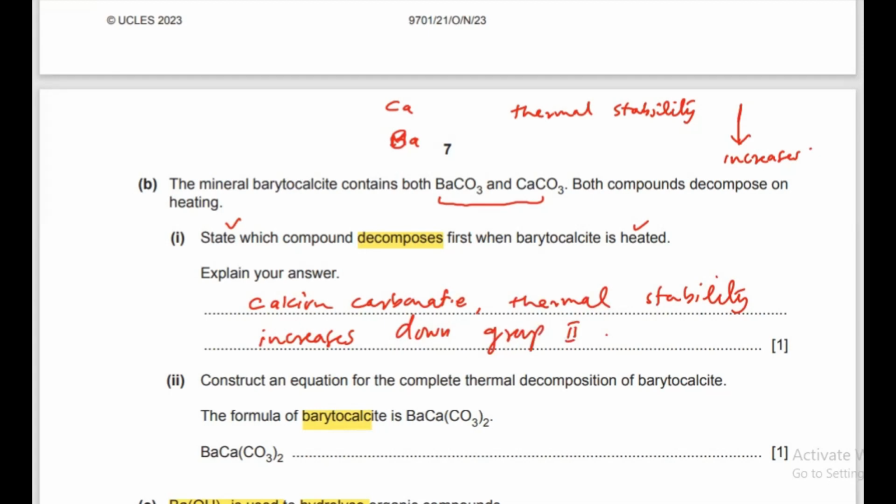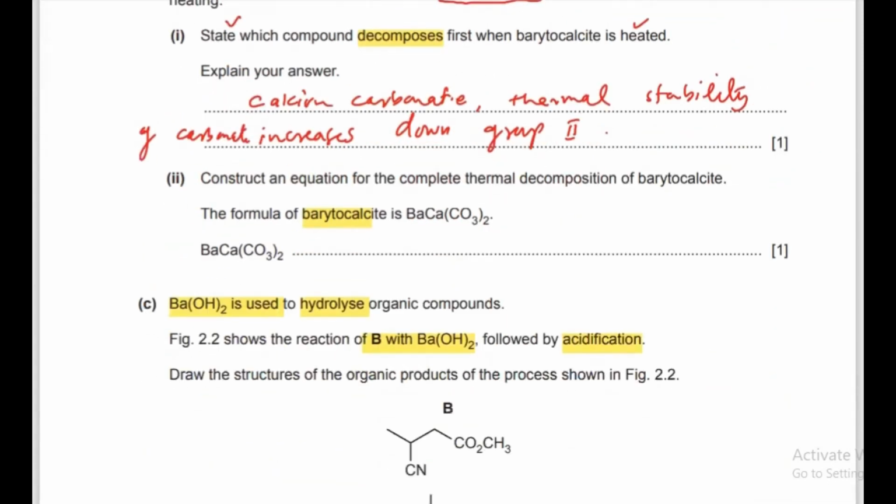Okay, we can also say thermal stability of carbonates. You can specify this because we're talking about the carbonate at the moment. Now construct an equation for the complete thermal decomposition of this compound. Think about it: if we have calcium carbonate, it decomposes to give calcium oxide plus carbon dioxide. So the barium carbonate decomposes in the same way, barium oxide plus carbon dioxide.